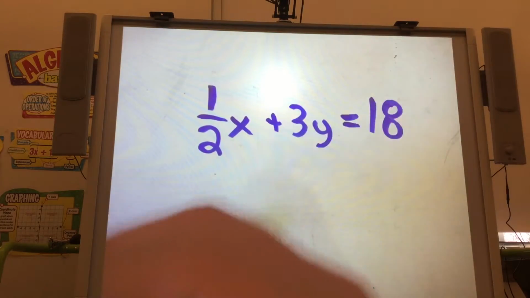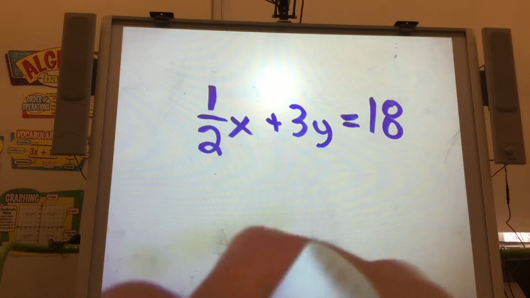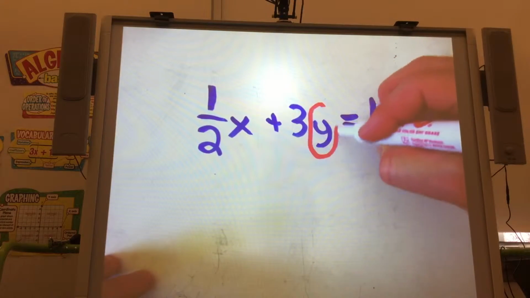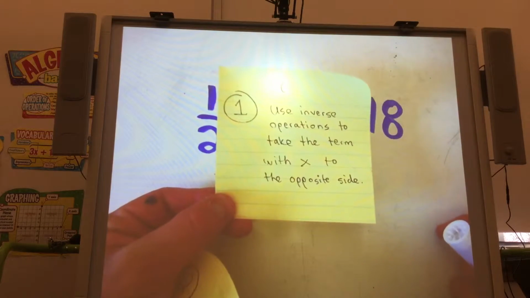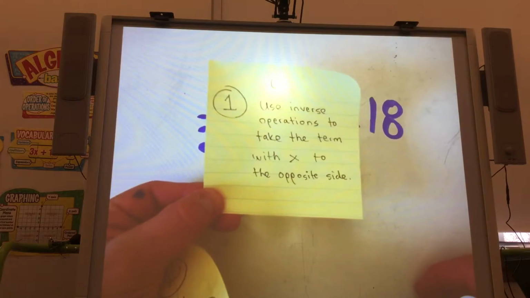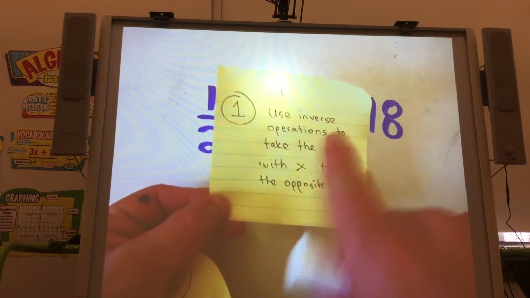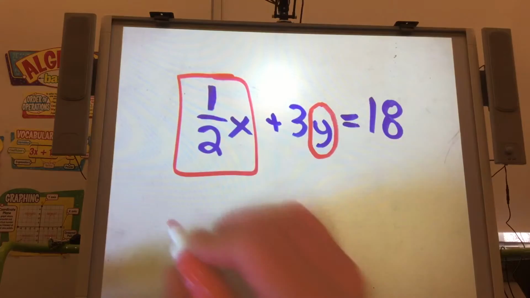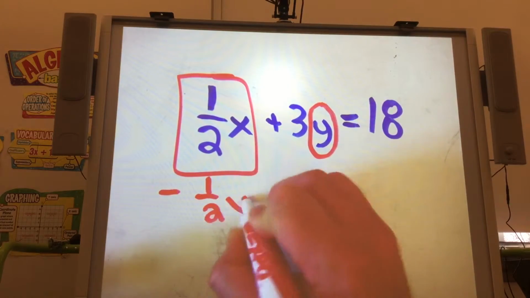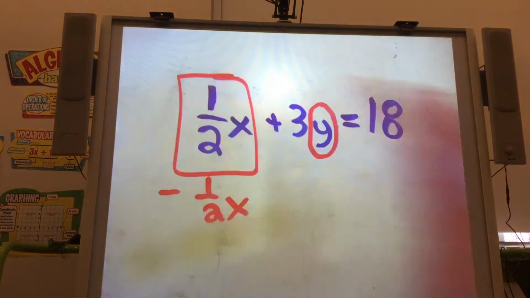So what we're doing is getting this y by itself, which really just means that its coefficient needs to be a positive 1. So the first thing I'm going to do, and this is literally steps to this, is use inverse operations to take the term with the x to the opposite side. So here's the term with the x. I am going to use inverse operations, meaning I call it making zero, meaning now if I take away 1/2 x over here, there's nothing left.